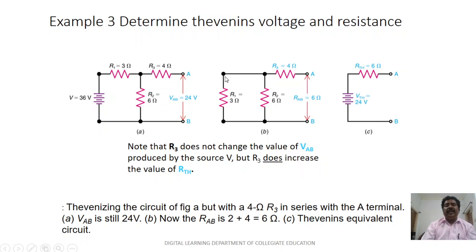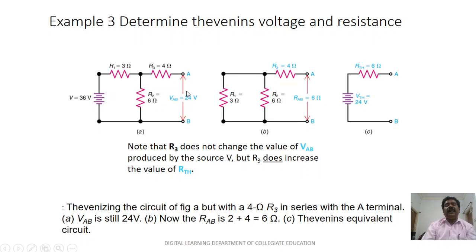Similarly, you want to calculate the RTH value. In the same way, you short the voltage sources and rewrite the circuit: 3 ohms and 6 ohms in parallel. The effective value of this resistance will be 3 into 6 divided by 3 plus 6, in series with the resistance of 4 ohms. So in total we get 6 ohms.